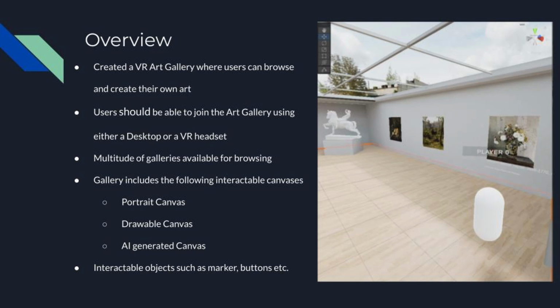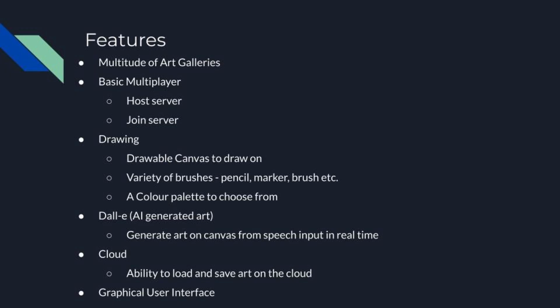The gallery also features a bunch of interactable objects such as the marker, brushes, buttons, etc. the users can interact with. Our VR art gallery supports various features such as being able to switch between galleries. When you switch between galleries, the art of the canvases gets updated to fit the gallery that you've now switched to. The art gallery has the capacity to be experienced with other users as well. This is achieved by being able to host or join a server.